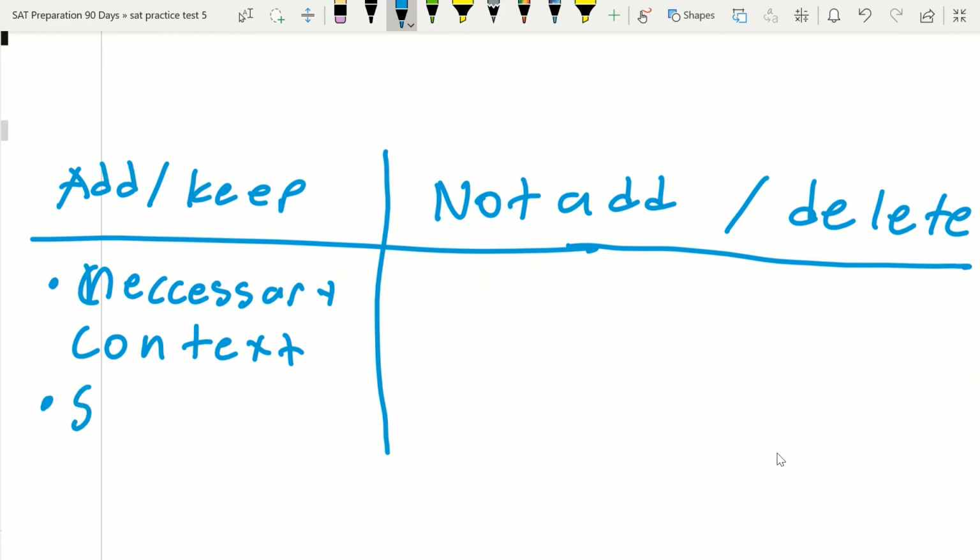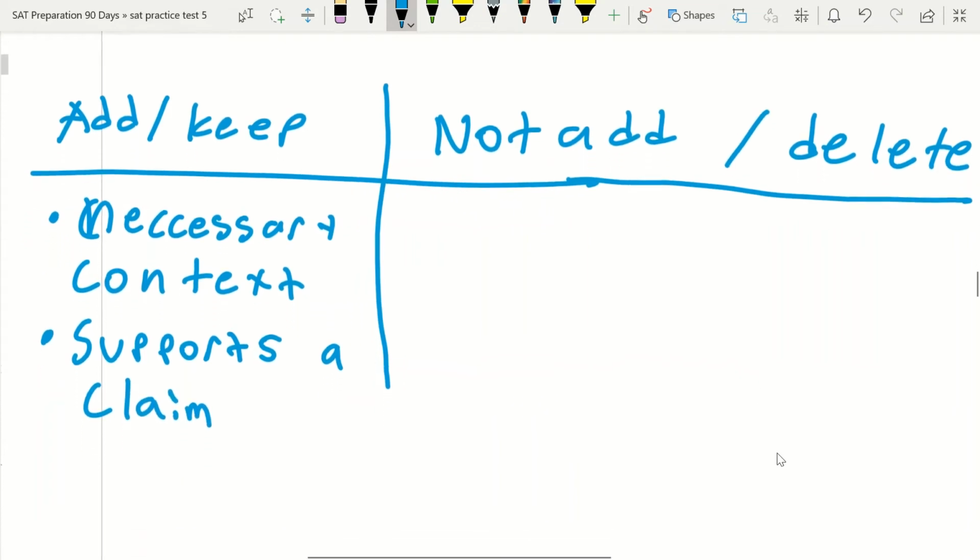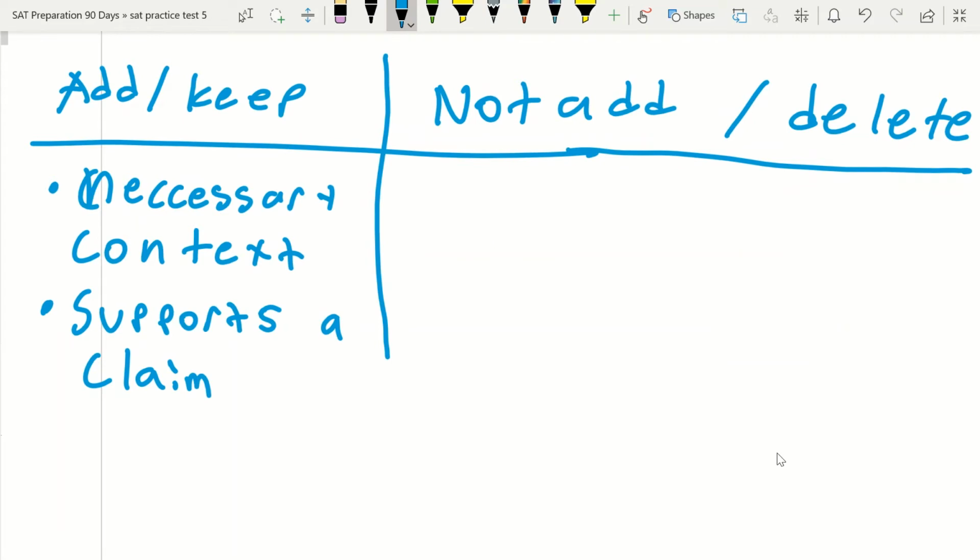Now, another thing would be if it supports a claim. Okay, if it's something that supports a claim and provides evidence, then you're going to want to keep it in. So those are really two big things there, right? You saw in that example of the 3D printer that we needed it to have that context in order for that next sentence to make sense. We also know that we want to add or keep a sentence if it's supporting a claim in our paragraph that hasn't been supported yet. Okay, so those are two big things as far as when to add and keep a sentence.